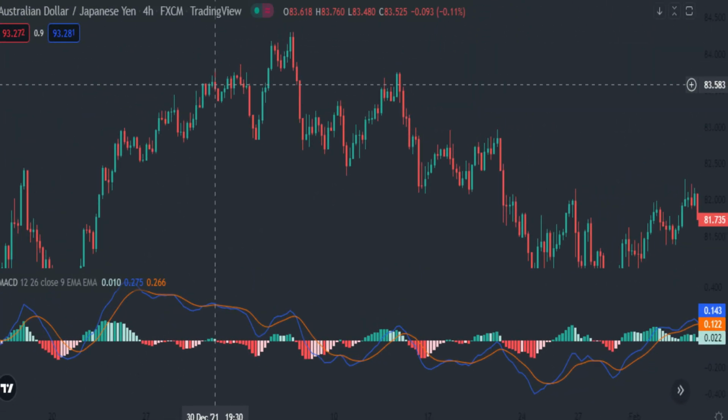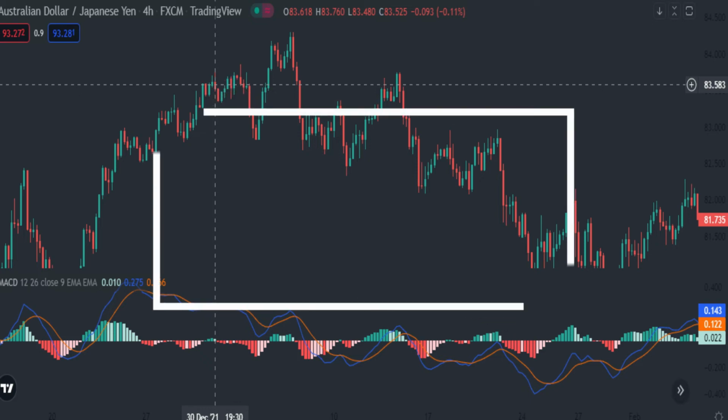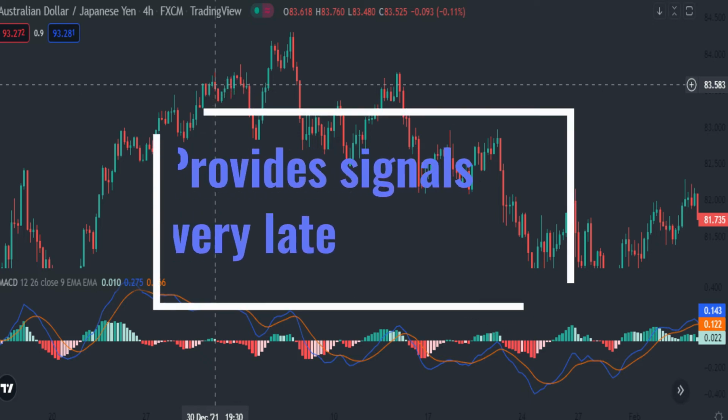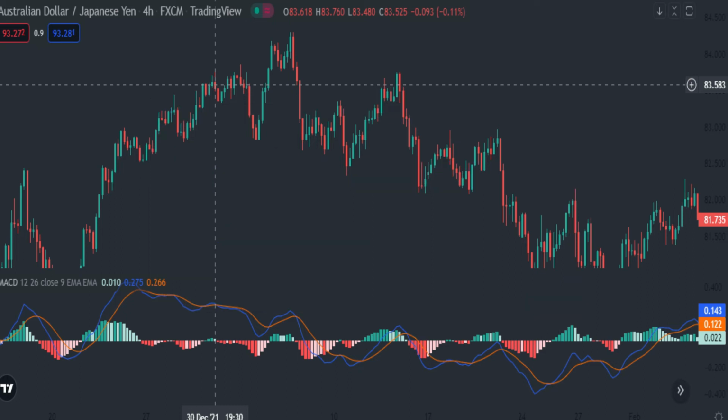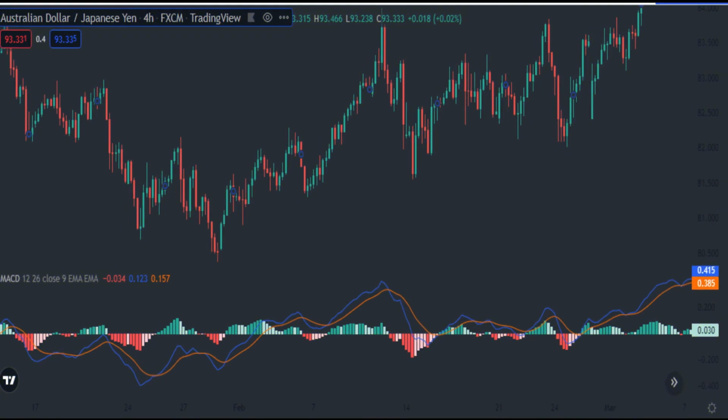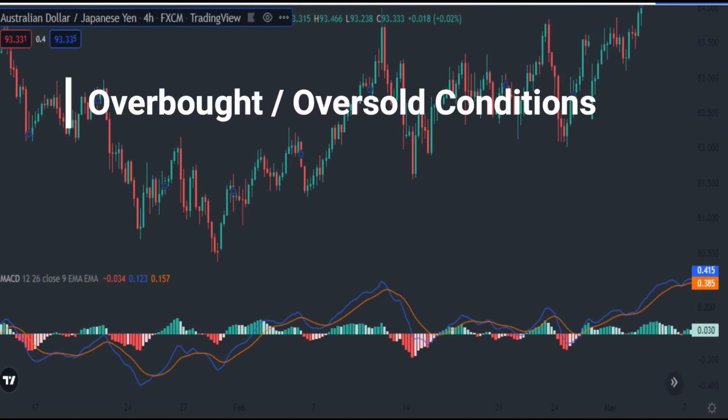Even though MACD crossovers work best in strong trending markets, they provide buy and sell signals very late, just like moving averages. While you may enter a trade after the beginning of a trend, and exit before the trend comes to an end, it is highly recommended to use this indicator as a buffer to reduce risk, rather than using it as the main signal. Now let's move to the next use of the MACD indicator, overbought or oversold conditions.